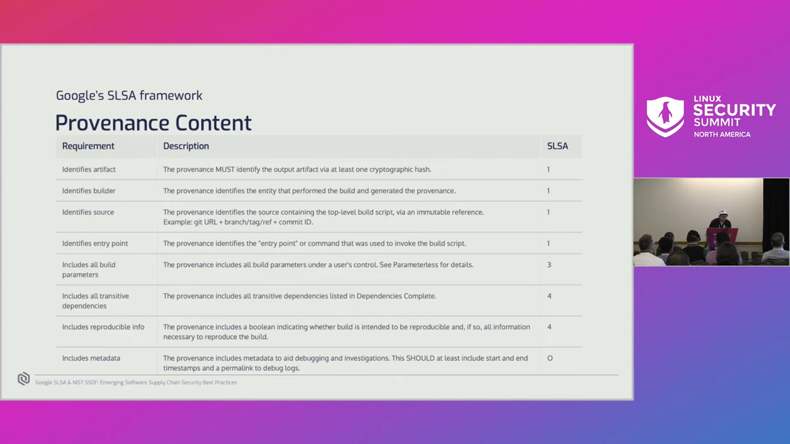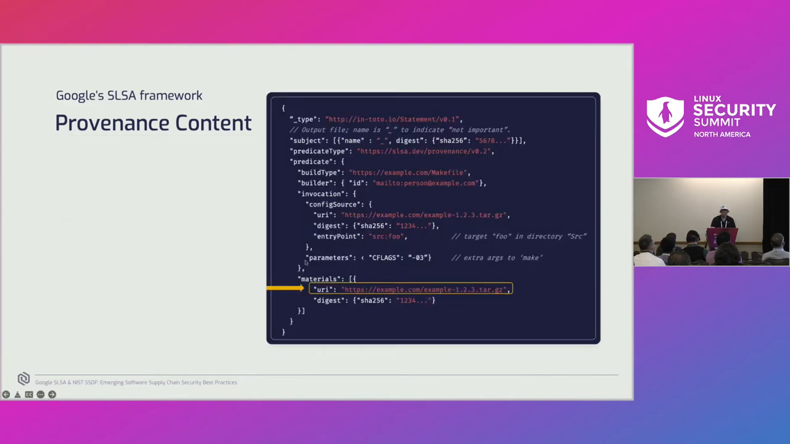I would like to call out, though, that including metadata is not a requirement for SLSA either. But that being said, the reproducible information and transitive dependencies should be included, which honestly tells a little bit more information than just showing the metadata. Here's an example of provenance content as I see it.